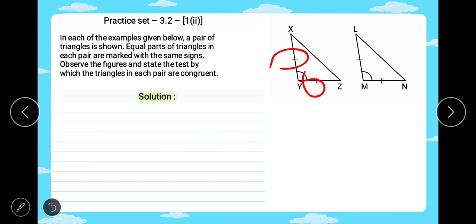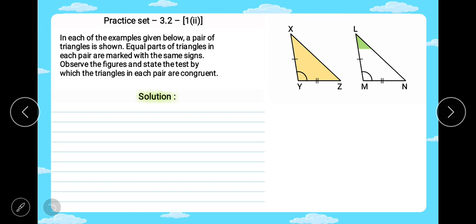Children, just observe this. If I observe, XY is congruent to LM. First one we got. Now what will the second one be? After this you can see angles forming: angle Y is congruent to angle M. Simple. Now the third one will be side YZ congruent to side MN. Easy? It's very easy, children. I think this is the easiest topic. You just have to practice.